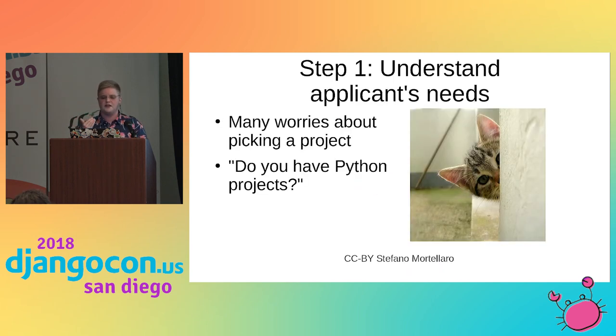And the first step for that is to really understand what the applicant's needs are when they're trying to pick a project. A lot of them had worries about projects, and they would email the Outreachy organizers or the mentors mailing list personally and say things like, do you have any Python projects? And so as a technical person, my first instinct was to problem solve. I thought, oh, these people can't find our projects, they can't find the project that meets what they're interested in.